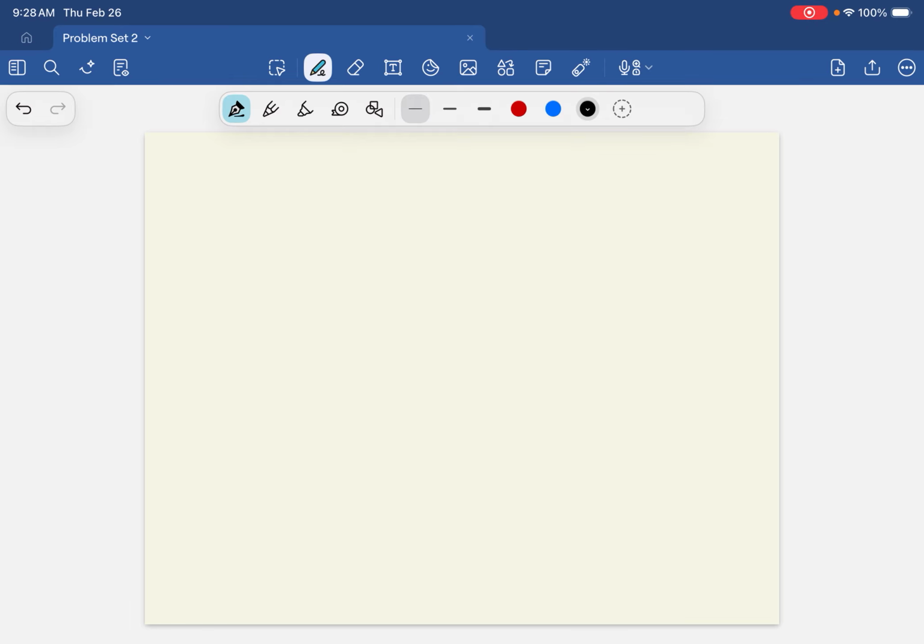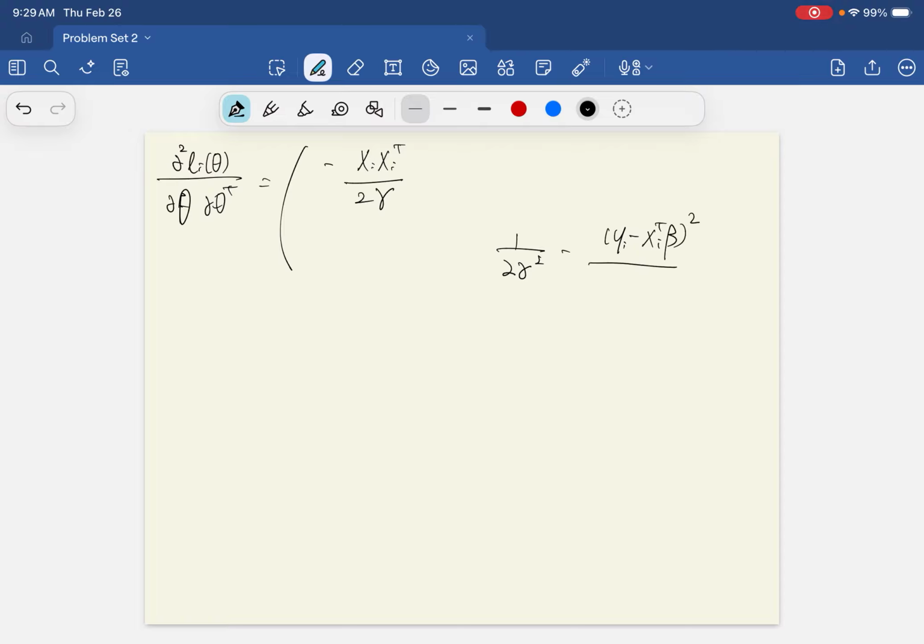And then we will think about the bound. The second order derivative with respect to theta transpose is minus xi transpose over 2 gamma and 1 over 2 gamma squared minus yi minus xi transpose beta squared over gamma to 3, and minus xi yi minus xi transpose beta over 2 gamma squared, and minus xi yi minus xi transpose beta over 2 gamma squared.